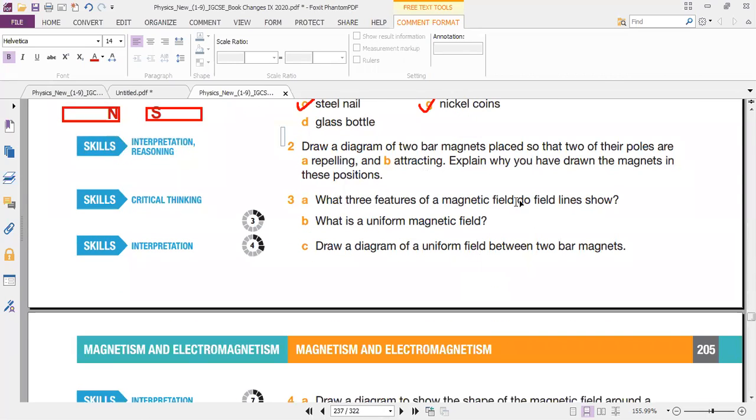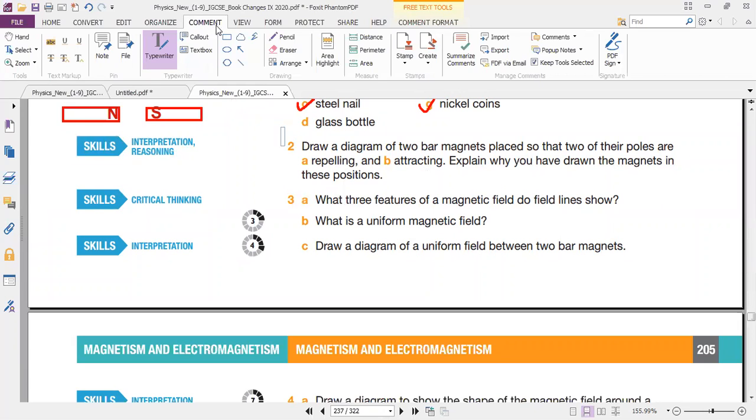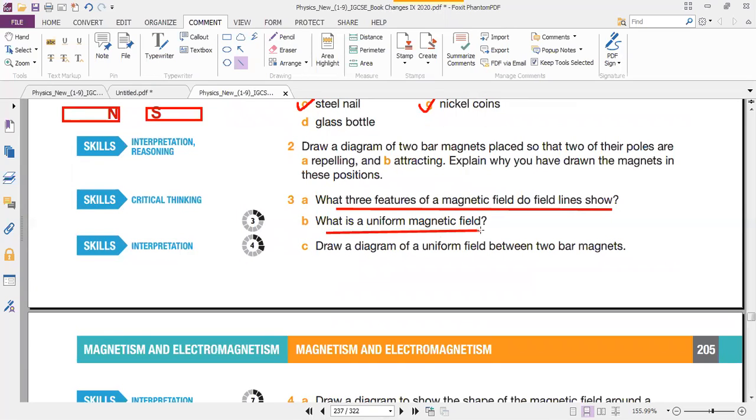What are the three features of a magnetic field that field lines show? We have read it, right? One is shape, another one is strength, another one is direction from north to south. I repeat, shape of the magnetic field, strength of the magnetic field, and direction of the magnetic field from north to south.